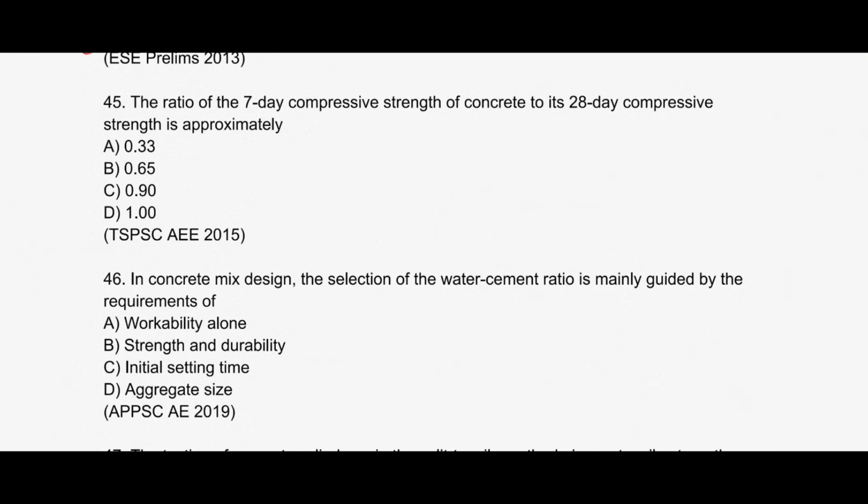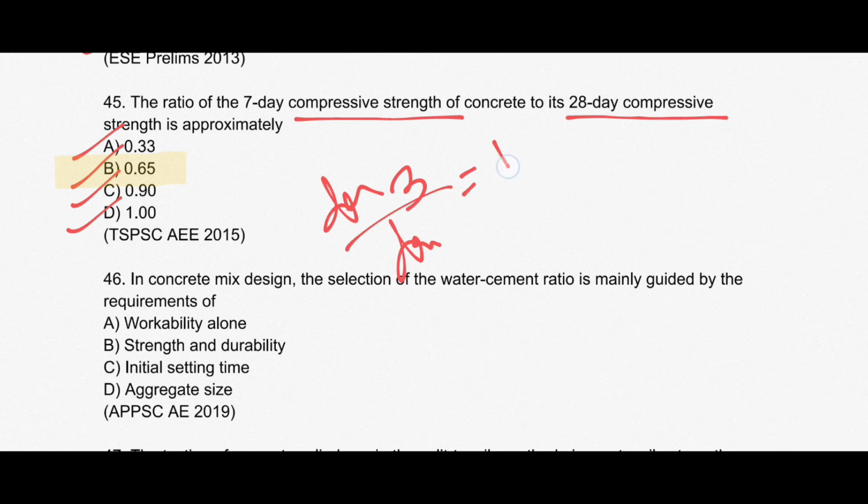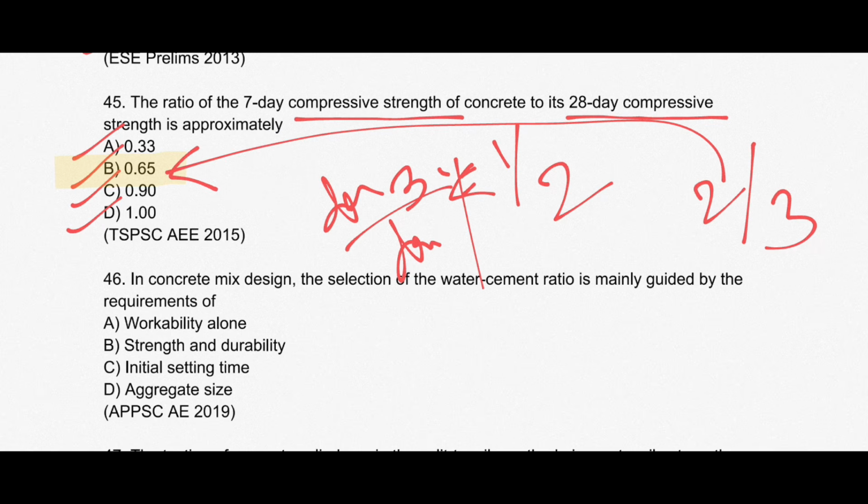45th question. The ratio of the 7-day compressive strength of the concrete to its 28-day compressive strength is approximately option A 0.33, option B 0.65, option C 0.9, option D is 1. We know the answer is option B, that is 0.65. For day 3 and day 28, it should not be less than 1/2. If it is 7 day and 28 day, it should not be less than 2/3. So 2/3 gives us almost 0.66. So the answer is 0.65. Option B is the correct answer.